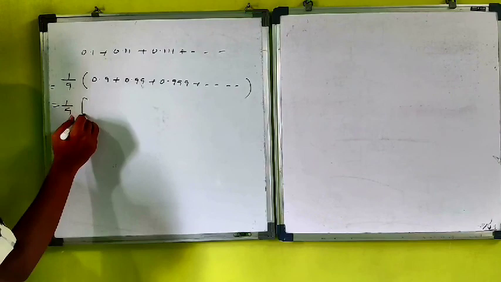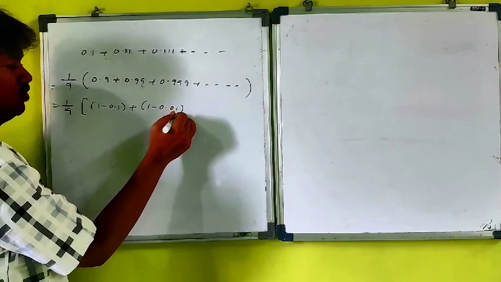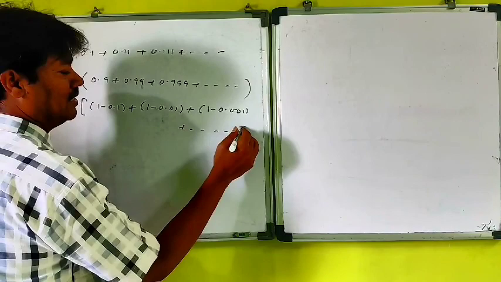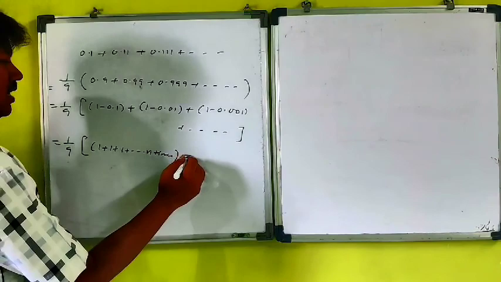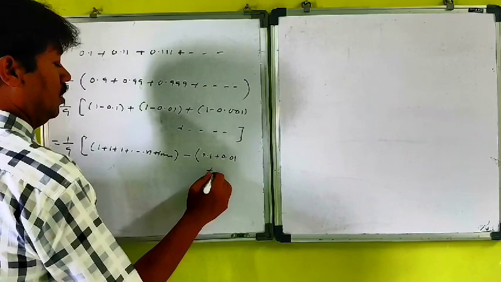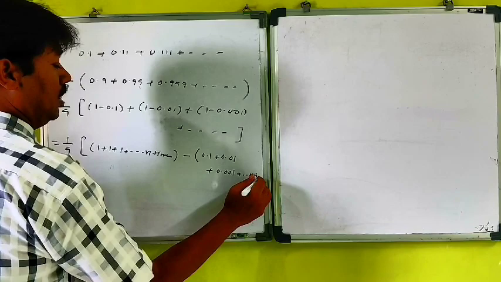So now this becomes 1 minus 0.1, this is 1 minus 0.01, this is 1 minus 0.001, and like this up to n terms. So if you look at that, in the first bracket we have 1, 1, 1, n times, and in the second bracket 0.1, 0.01, 0.001, n terms.